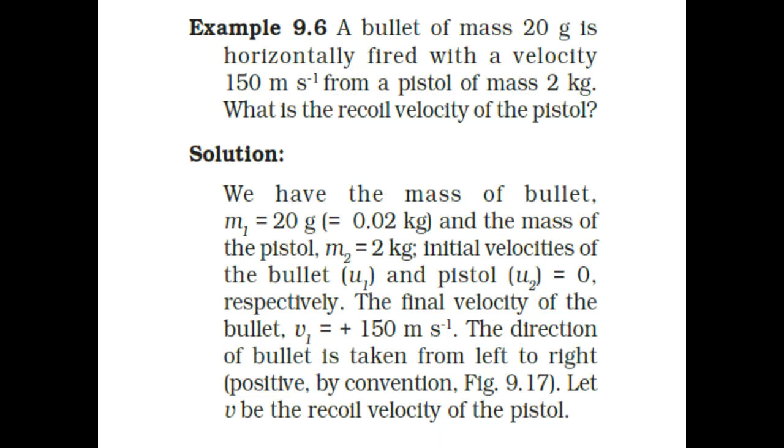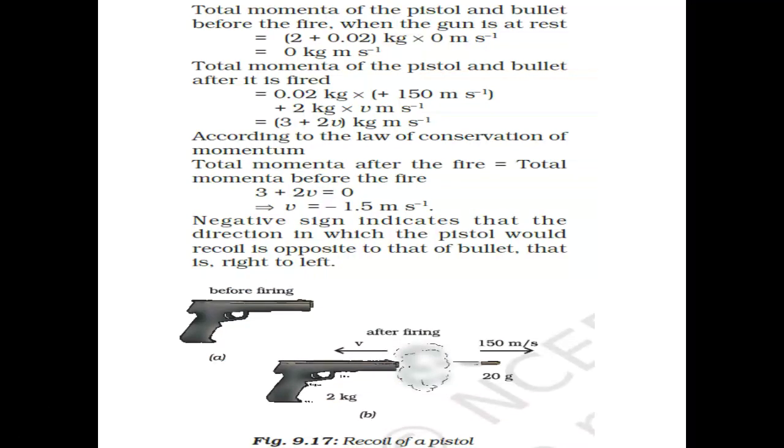A bullet of mass 20 gram is horizontally fired with a velocity of 150 meter per second from a pistol of mass 2 kg. What is the recoil velocity of the pistol? This is a question based on the law of conservation of momentum. In this figure, before firing, the gun and bullet are both at rest, so their total momentum is 0. After firing, the bullet goes in the forward direction and the gun goes in the backward direction.